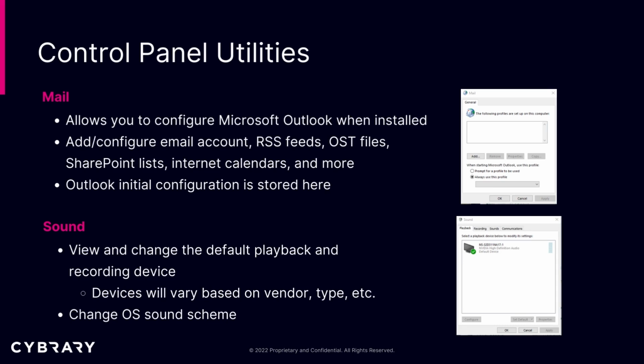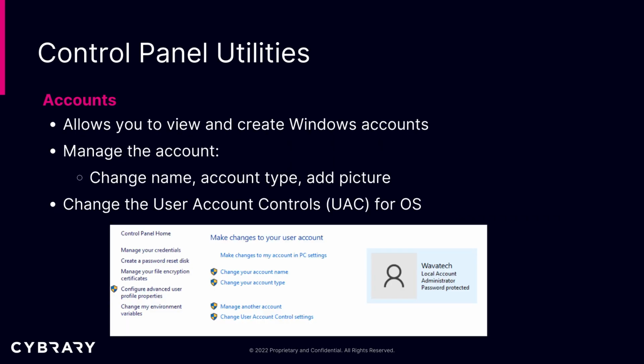The sound utility. You can view and change the default playback and recording devices of your system. Devices will vary based on the vendor and type. Also, you can change your operating system sound scheme here. Accounts allows you to view and create Windows accounts, manage the account, and change the name, account type, and picture. You can also change the user account controls, or the UAC, for the operating system.